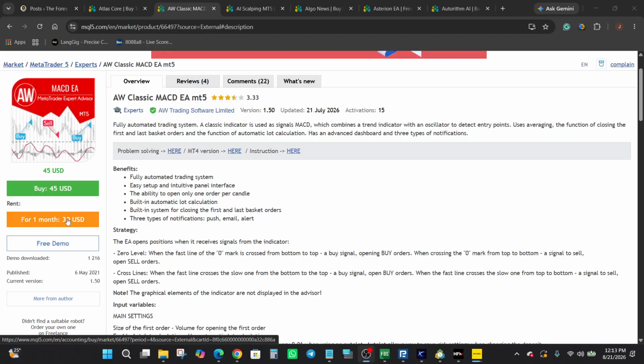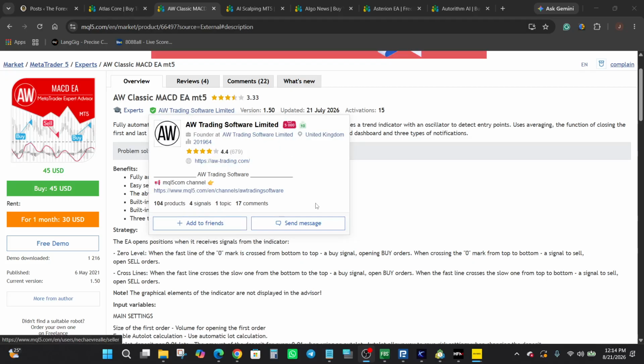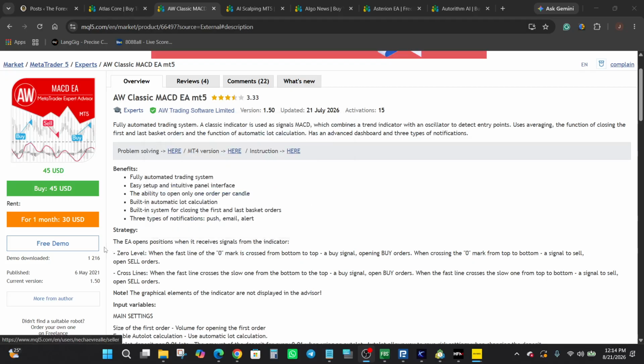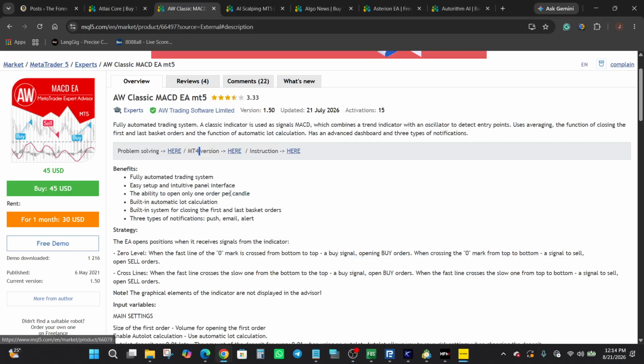All right, so the listed purchase price is 45 US dollars, while a 1 month rental is available for 30 US dollars. Okay, so one important point here is platform compatibility. The marketplace listing I am reviewing is for the MT5 version, and the developer also provides a separate link to an MT4 version. You can see that here. Okay, so this product is available for both MT4 and MT5.